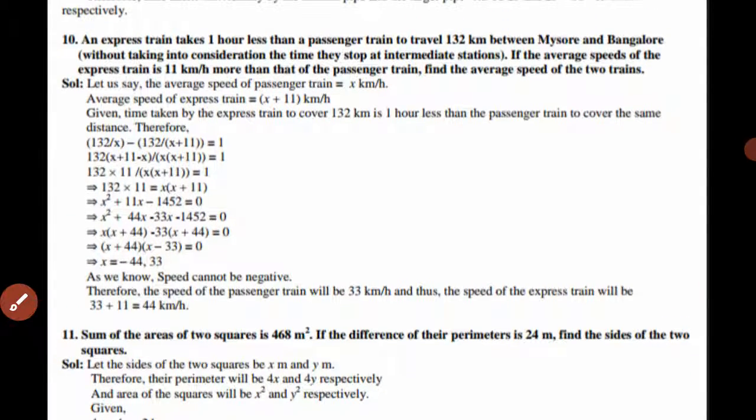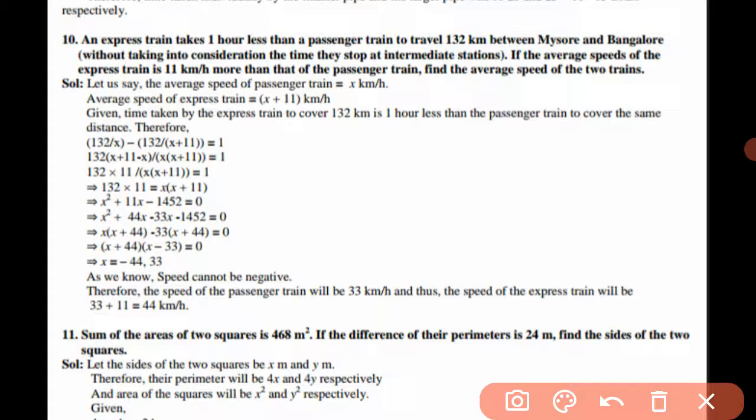Now after this, question number 10. This is also the same. An express train takes 1 hour less than the passenger train to travel 132 km between Mysore and Bangalore. If the average speed of the express train is 11 km per hour more than that of the passenger train, find the average speed of the two trains.